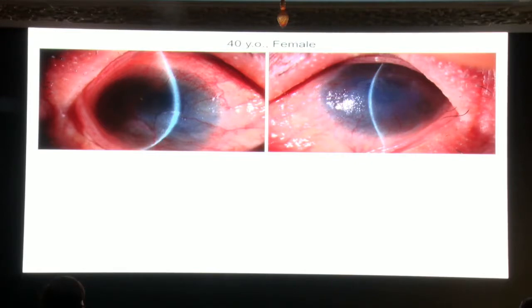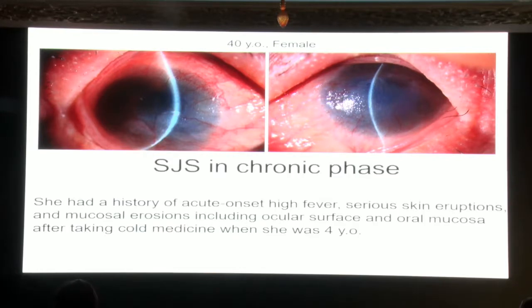This is an ocular surface, 40 years old female. This is also SJS in chronic phase. She had a history of acute onset high fever, serious skin eruption, and mucosal erosion, including ocular surface and oral mucosa, after taking cold medicine when she was 4 years old.